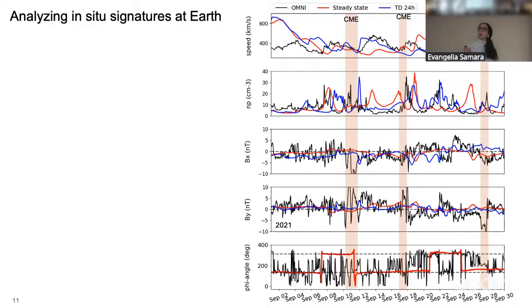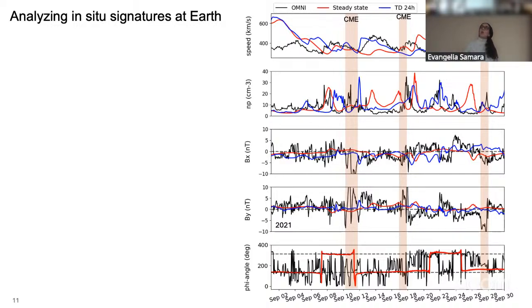However, I hope you agree with me that for the rest of the period, the blue time series performs much better than the red time series. It captures the high-speed stream here. It captures the slow solar wind here, and the transition from slow to fast wind here. Opposite to the red time series, which used only one magnetogram for the whole month, and the conditions were not updated, so it was wrongly predicting things all over.